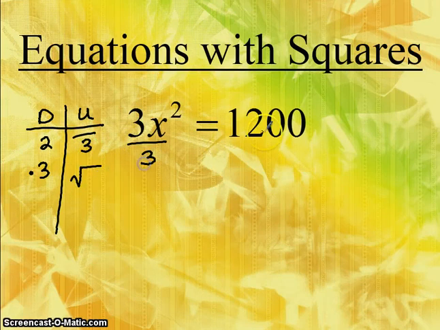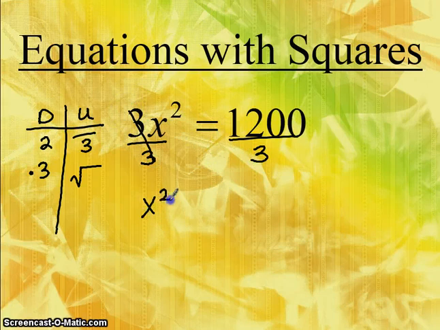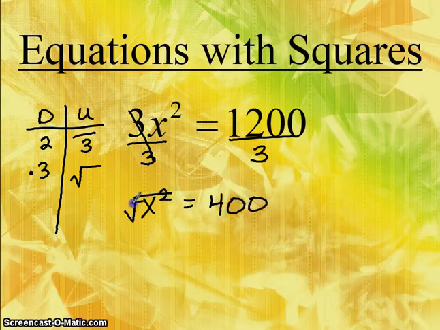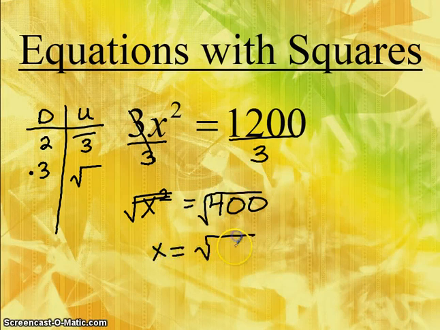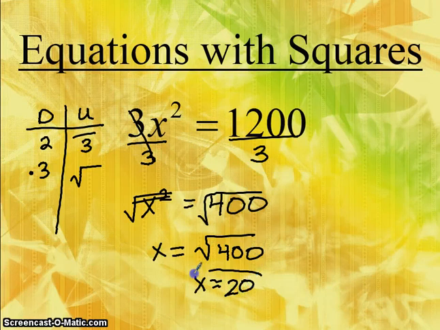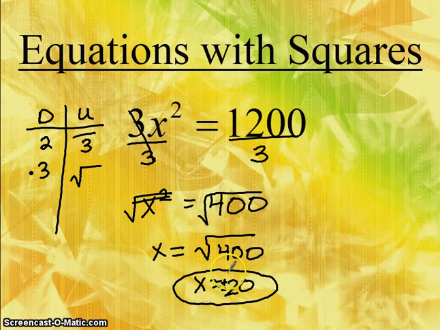So we're going to divide each side by 3. We get x squared equals 400. And we're going to square root each side to eliminate the square. So we get x equals the square root of 400, which we know is 20. So the only values that will make this true are positive and negative 20.